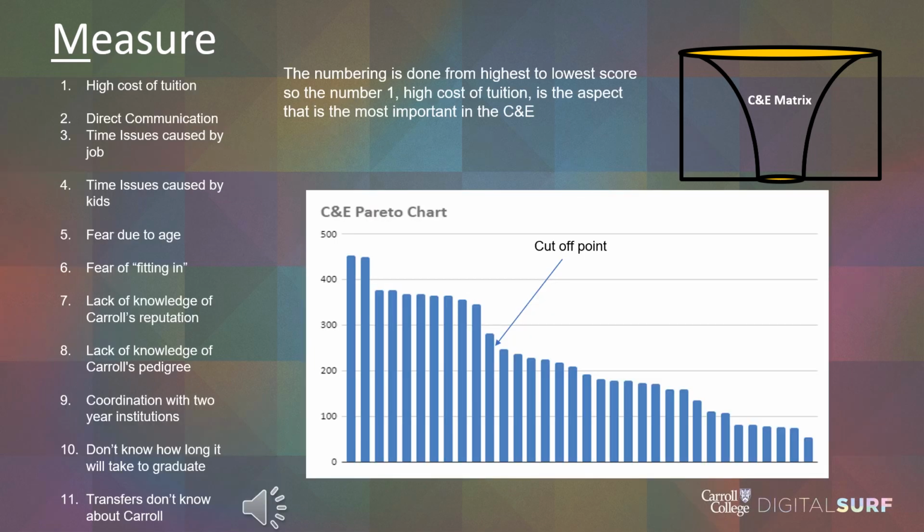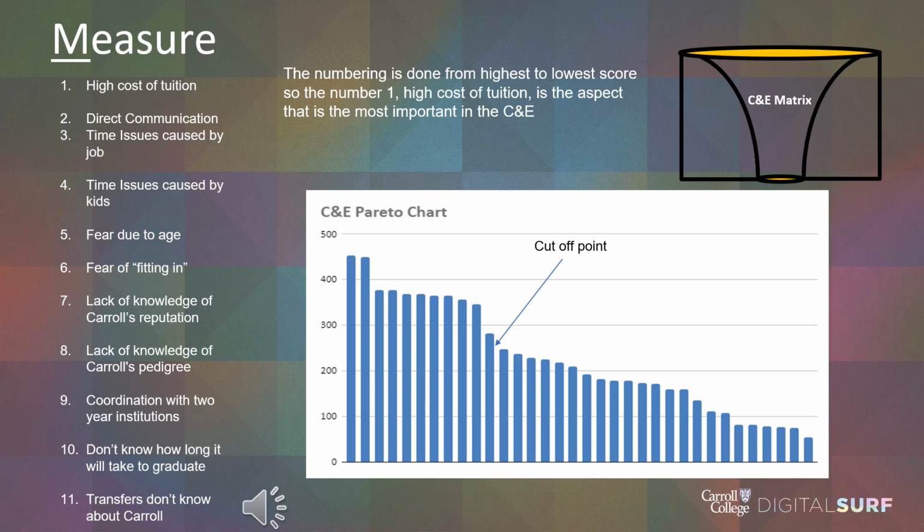The next step in the DMAIC process is the CNE Matrix. Now, this step is very important because earlier on we've been building up a lot of variables, and now we get to take those variables and focus them into the most important ones.